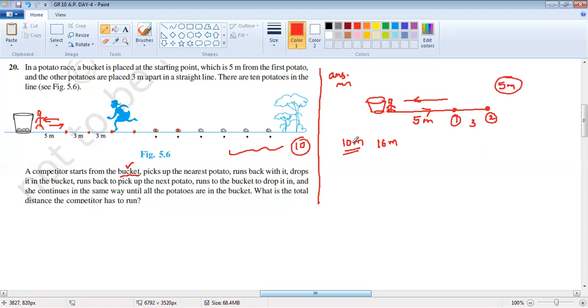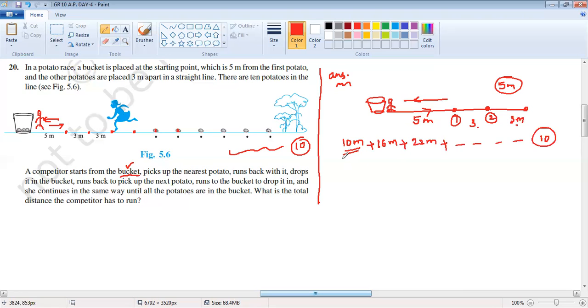Yes, sir. So next, she is moving off for another potato. So then 16. Now already 5 plus 3, 8. 8 plus 3, 11. 11 plus 11, 22 meters. So now 10 meters, 16 meters, 22 meters, she had moved to collect the 10 potatoes.